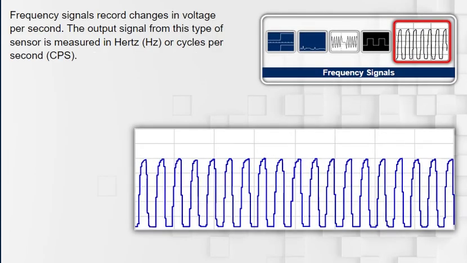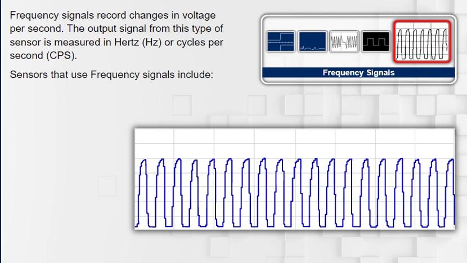Frequency signals indicate changes in voltage per second. The output signal from this type of sensor is measured in hertz, the letters Hz, or cycles per second, the letters CPS. Sensors that use frequency signals include the mass airflow sensor and the alternator.